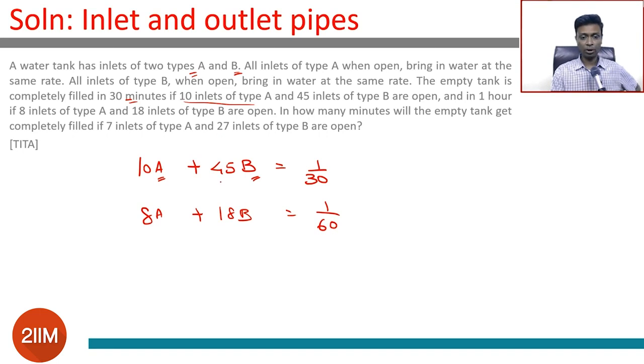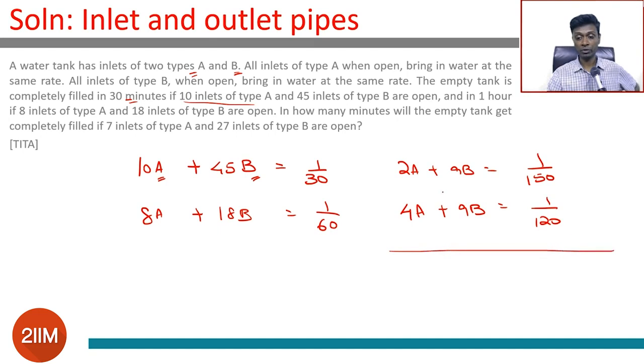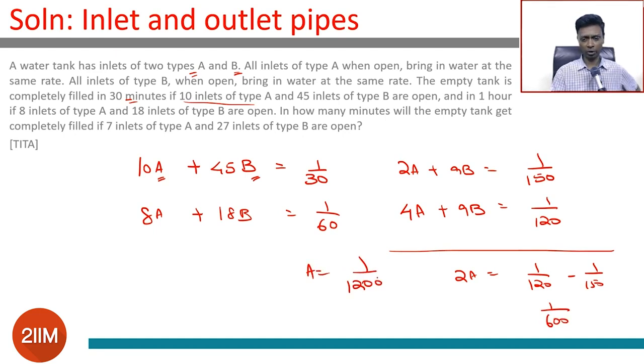So 10A plus 45B, we can divide by 5. 2A plus 9B is 1 by 150. Again, divide, here we can divide by 2. 4A plus 9B is 1 by 120. We subtract one from the other. 2A equals 1 by 120 minus 1 by 150. 5 by 600 minus 4 by 600, which is 1 by 600. Or A is 1 by 1200.